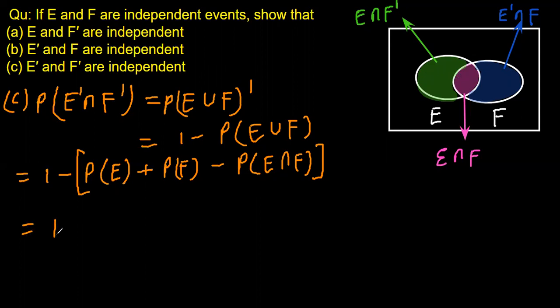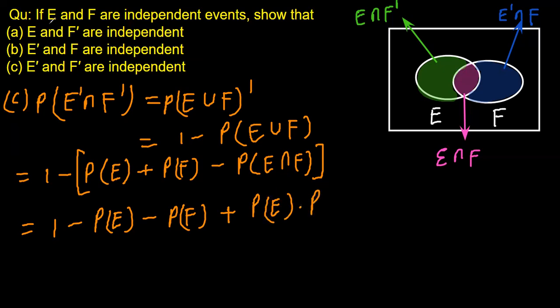Now this is 1. Can we open the bracket? 1 minus PE, and then this will become minus PF, minus PE intersection F. You see, this is minus, so it is going to be plus. This is PE into PF. That was the initial information given. E and F are independent, so their E intersection F is always going to be PE into PF.